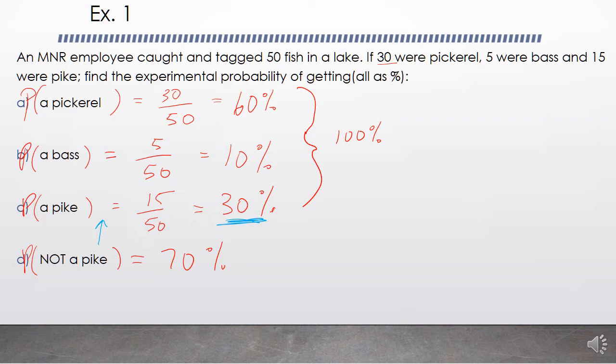If you don't get that logic of thinking, just count up what's not pike. So what's not pike would be the pickerel and the bass, 35 out of 50. And if you do some very quick math, 35 divided by 50 times 100, 70%. Just another way to think about it.